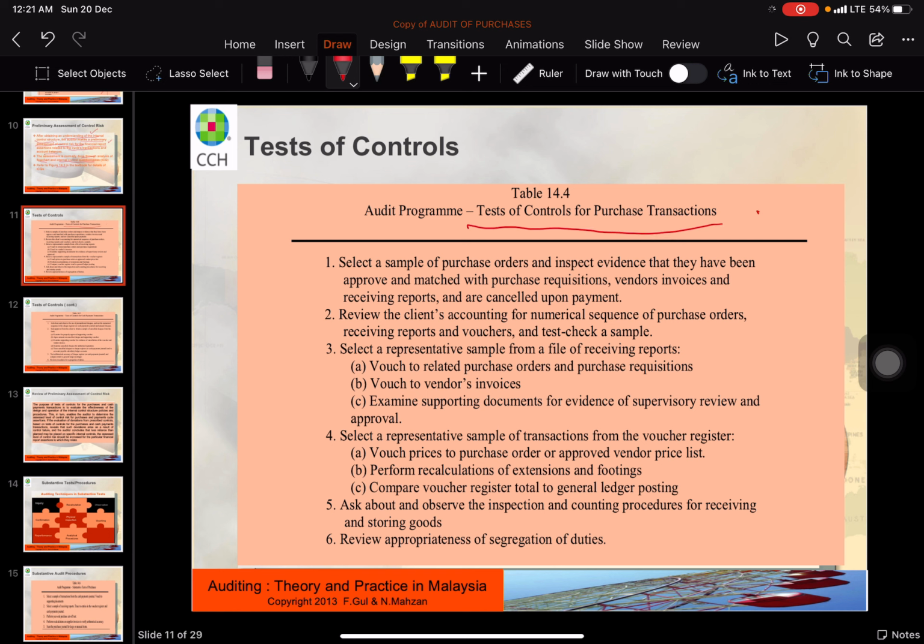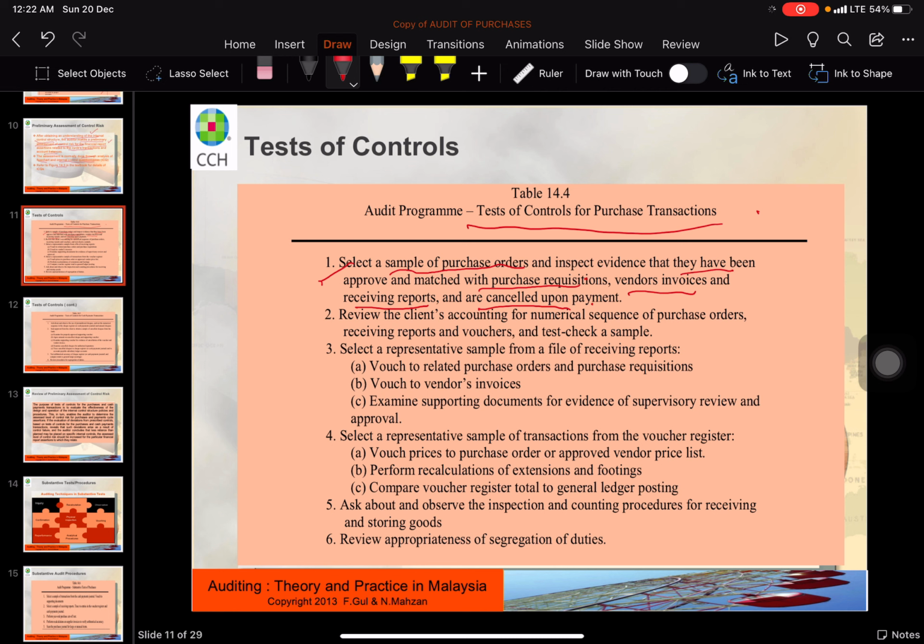Alright, number one, we select a sample of purchase orders. We just take one purchase order, and then we inspect the evidence that it has been approved and matched with the purchase requisition. We see whether it was requested or not, and then we look at the vendor invoices. Is it the same figure, the same amount, the same specification that they ordered and that was charged by the supplier? Is it the same things that they received? Is there any cancellation upon payment?